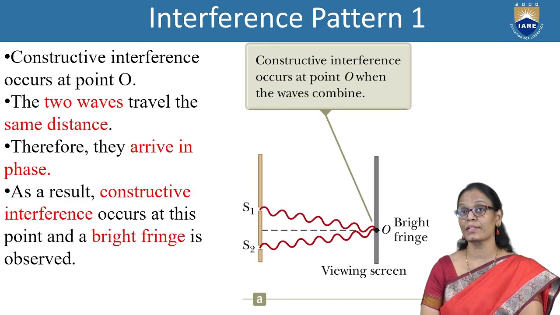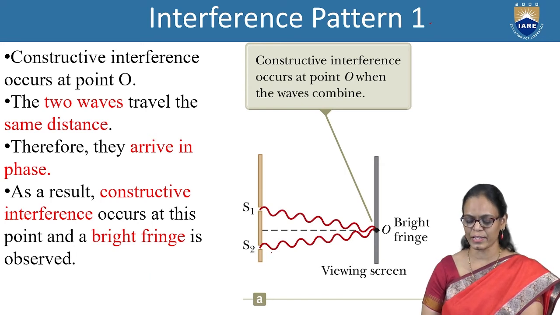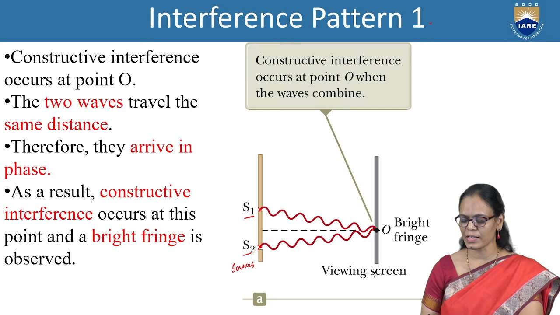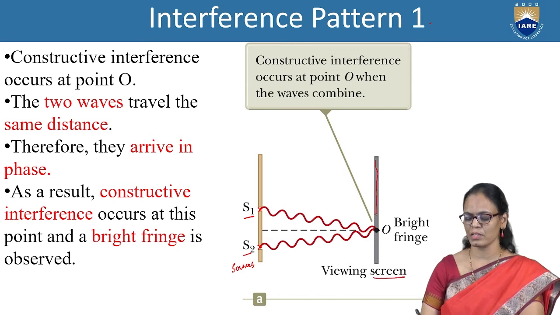Now let us try to understand the interference patterns. We are going to see the first pattern. To understand this pattern, we are considering two slits, two sources from which two waves are coming. S1 and S2 are two sources of light. Imagine them sending out waves. And this is the screen.